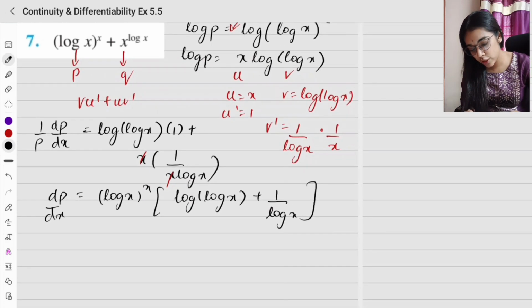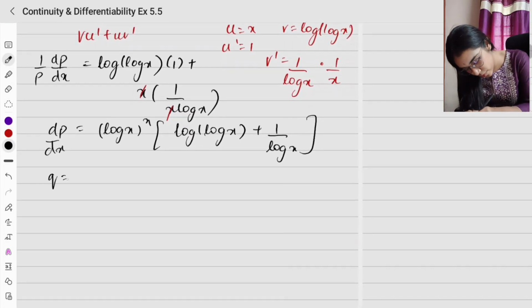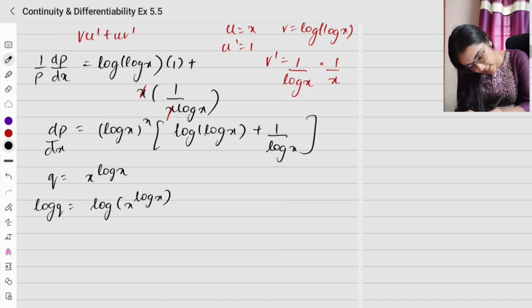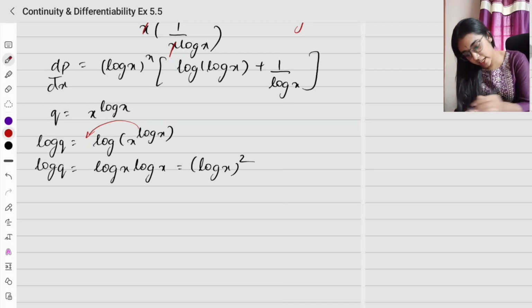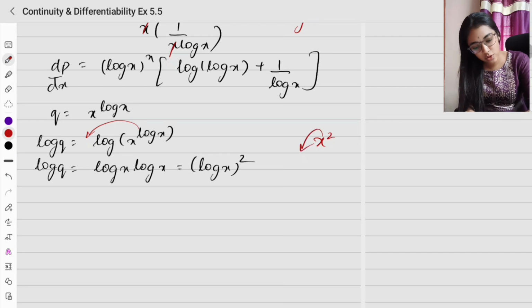What is my q? q is going to be x to the log x. Taking log on both sides, log q is going to be log of x to the power log x. The power comes down. So what will I have? Log q equals log x times log x, which is log x the whole square. Correct? So here there is a square, so the 2 comes down, it becomes 2 times log x, but in the x, what is it? It is going to be log x. You have to differentiate the log x also.